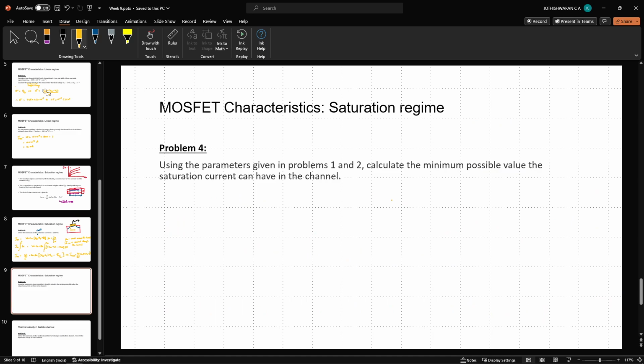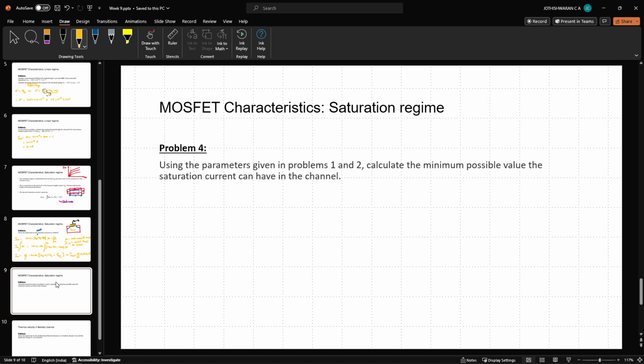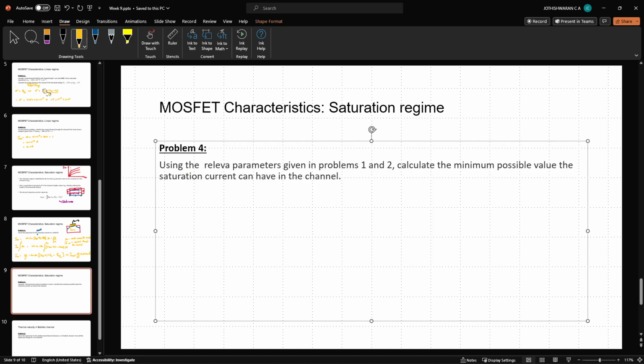Now problem 4 is, using the parameters given in problems 1 and 2, find the minimum possible value the saturation current can have in this channel. So essentially what we are asking is, as you can see here, for different values of VGS, the saturation current actually takes different values. The question that is asked is what is the minimum possible value it can have for, say, VGS is equal to 5 volts. We have not been given what VDS is, of course, because VDS needs to vary. So use the relevant parameters, I should have mentioned. One should not take VDS is equal to 1. So while I'm solving the problem, I will show what values I'm taking. So now, what is the minimum possible value the saturation current can have?